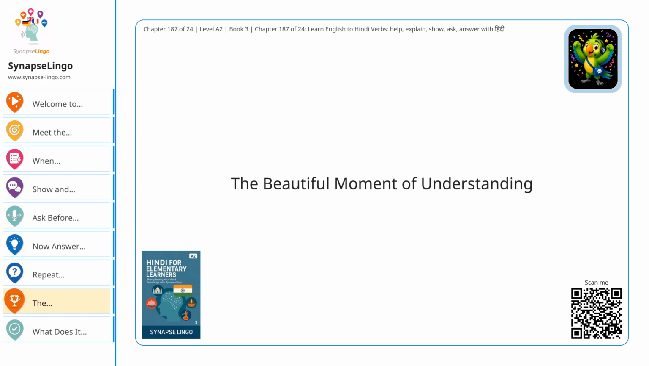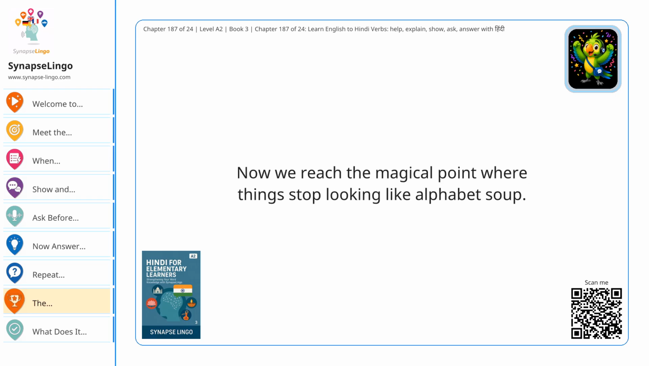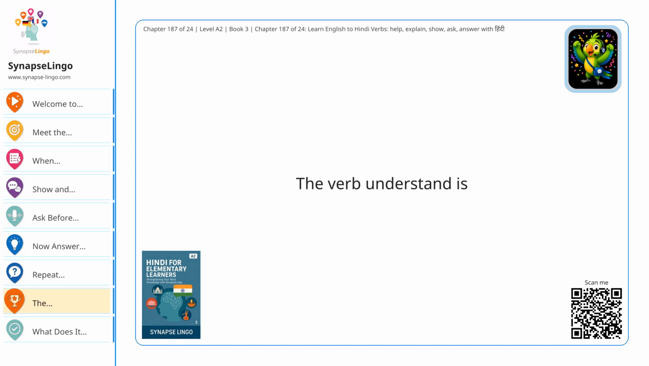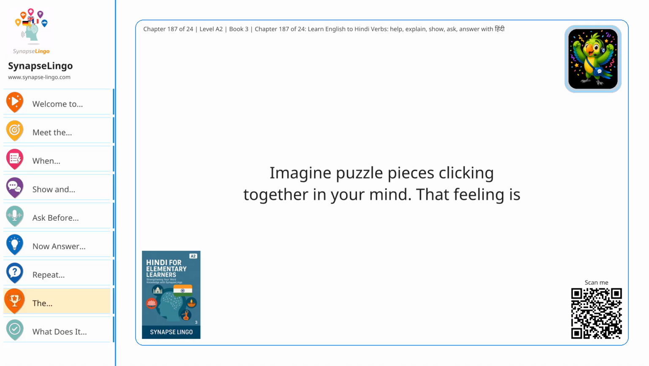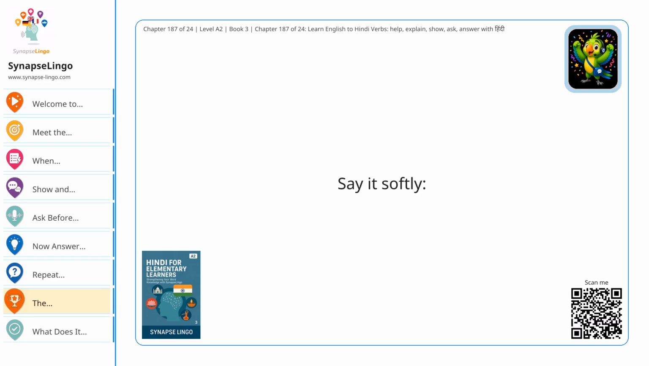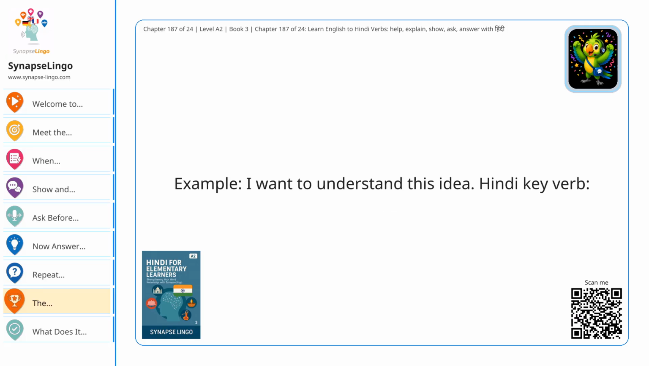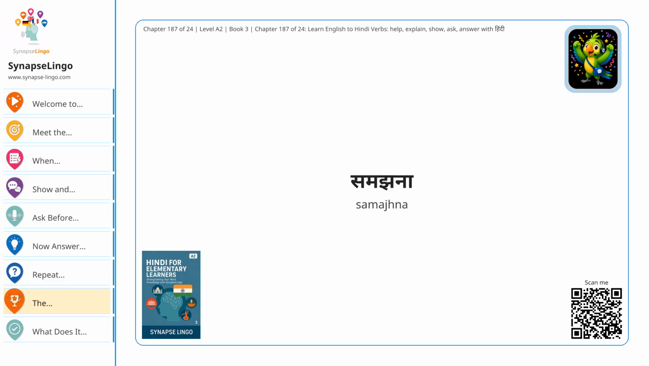The beautiful moment of understanding. Now we reach the magical point where things stop looking like alphabet soup. The verb understand is समझना. Imagine puzzle pieces clicking together in your mind. That feeling is समझना. Say it softly. समझना. Example. I want to understand this idea. Hindi key verb. समझना. Important pair again. समझाना means explain and समझना means understand.